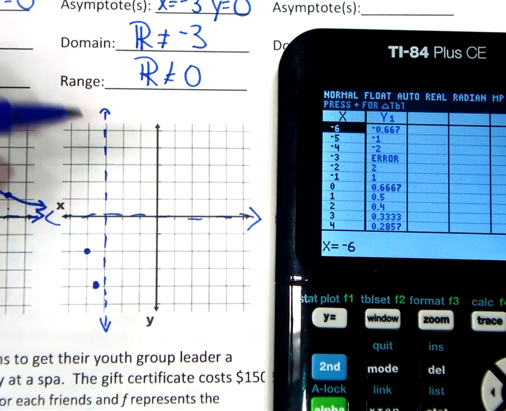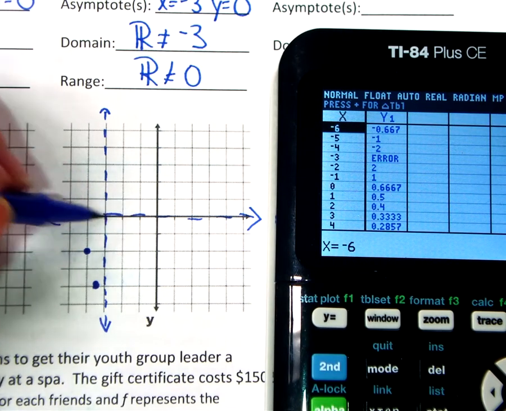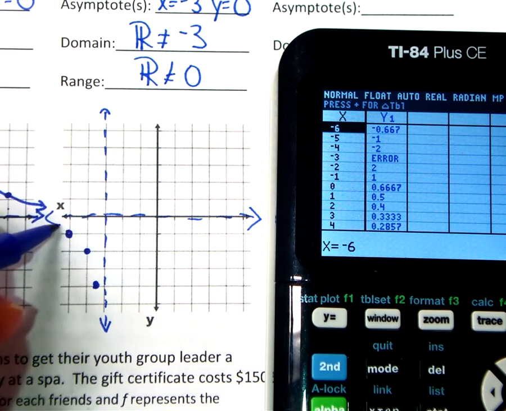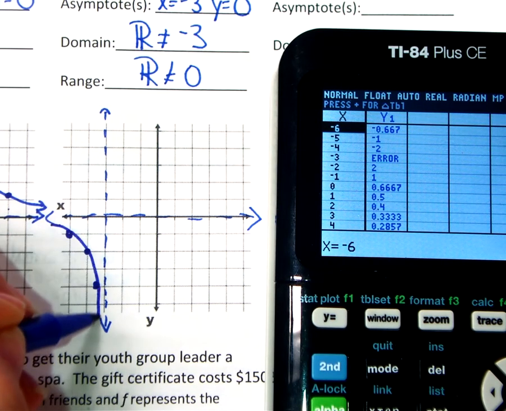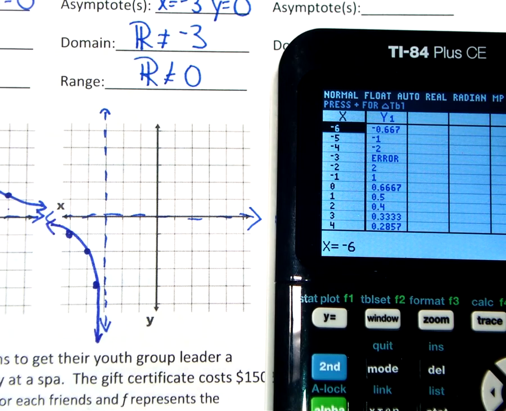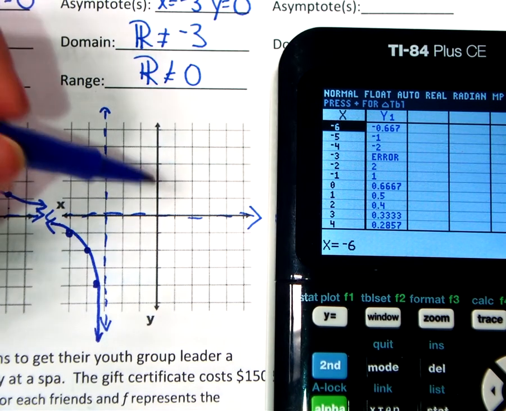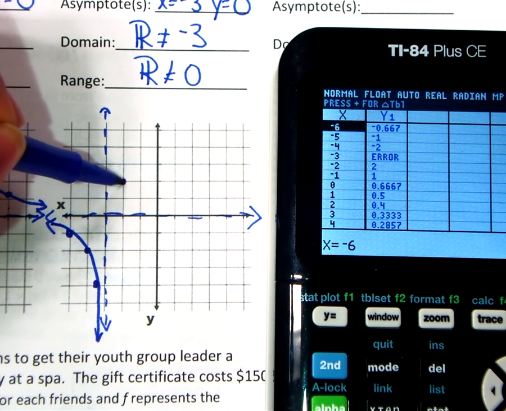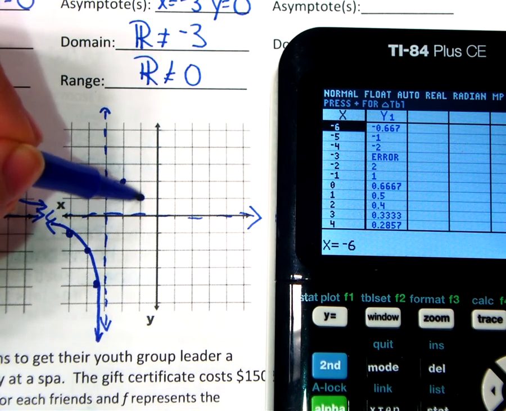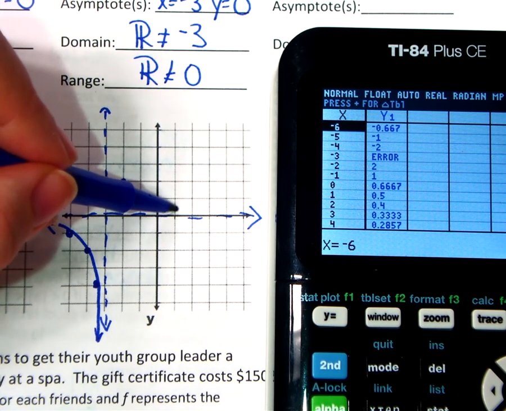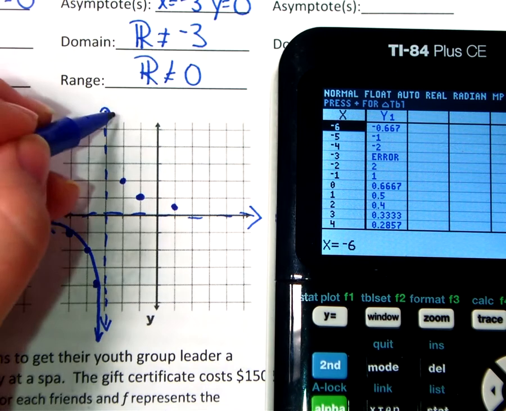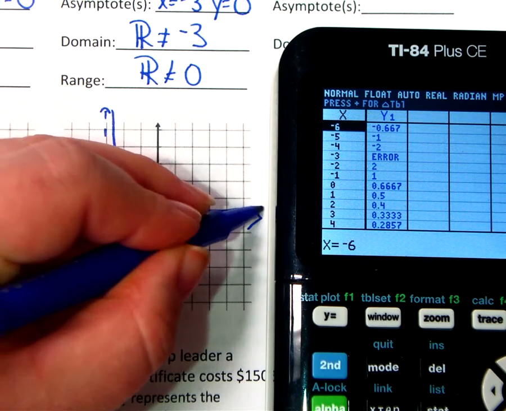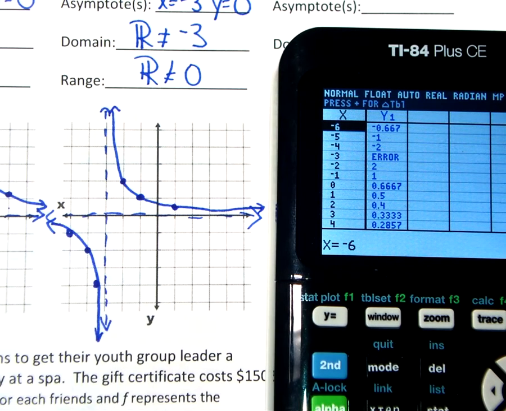So back to our table, we've got -5 and -1. So here's a place that I'm going to have to be very careful not to actually touch or cross that asymptote. For the other side, I have -2 and 2, -1 and 1, 1 and 0.5. I like to get at least 3 on here just to make sure I've got a nice rounded shape for my hyperbola.